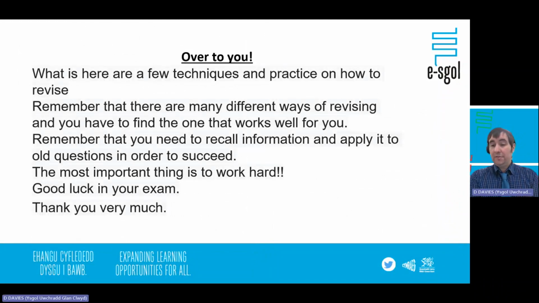Right, so just a few techniques there for you. Remember there are many different ways of revising, and if you have one that works well, stick to that by all means. Remember you need to recall information. You need that information at the tips of your fingers, and you need to apply it to old questions in order to succeed. So remember to work hard, and all the very best in your exams.